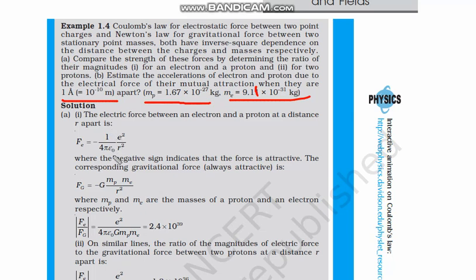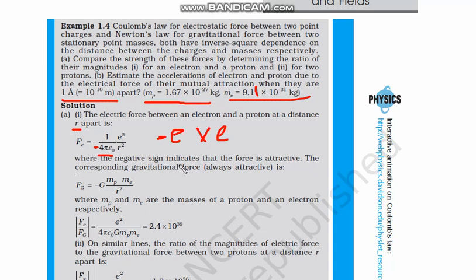So 1 upon 4 pi epsilon naught, this is a constant. Both proton and electron have the charge e, so the product is e into e, that is e square, but the electron has a negative charge, so there comes a negative sign, and the distance between them is r.